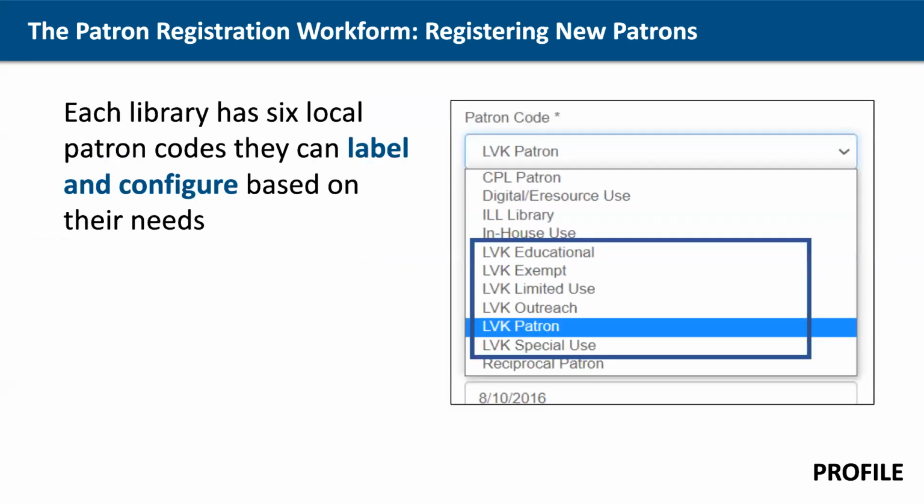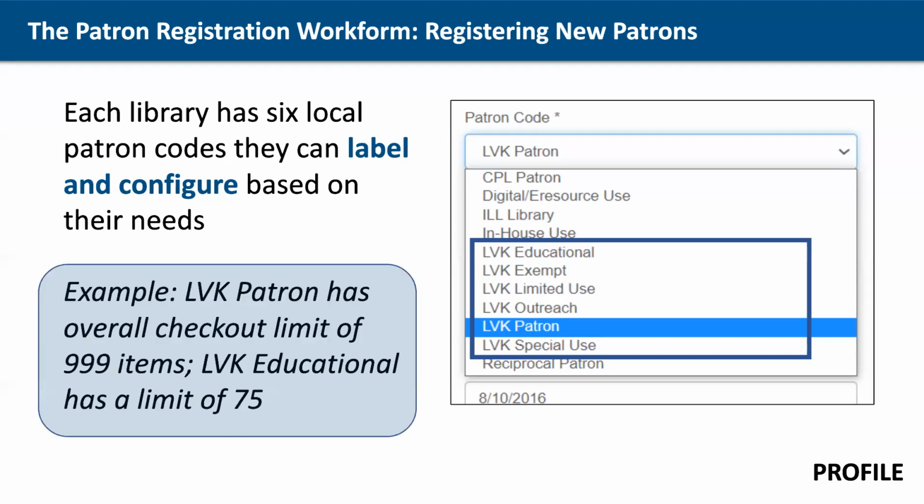And you've probably seen, when registering a patron in a registration work form, you have a set of dedicated patron codes for your location. Every library has a set of 6 patron codes that they can label and apply based on their needs. And those needs are going to be driven by differences in circulation rules. So for example, if I'm at Lake Villa, let's say my standard patron code, my LVK patron, has an overall checkout limit of 999 items.